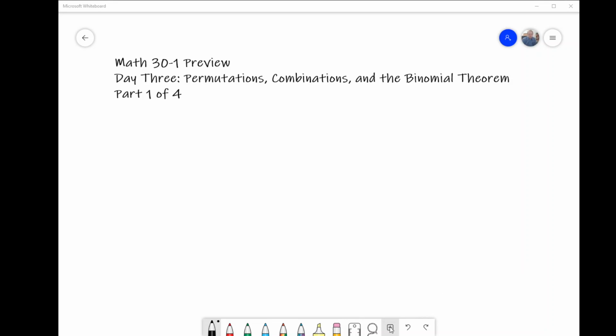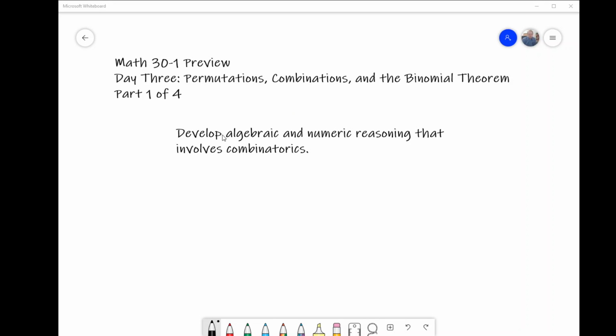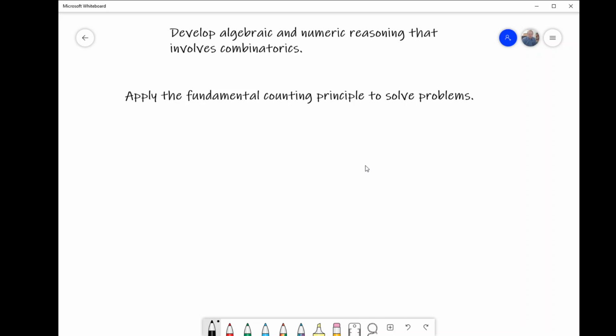The general outcome that describes this entire unit is: it is expected that students will develop algebraic and numeric reasoning that involves combinatorics. So combinatorics is a general term for all of the different ways that we can count using explicit math. We are going to start with our first outcome: apply the fundamental counting principle to solve problems. Now this is an outcome that was shared or common in Math 30-2.